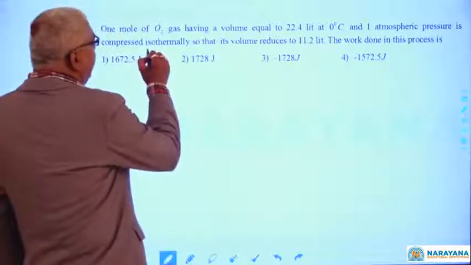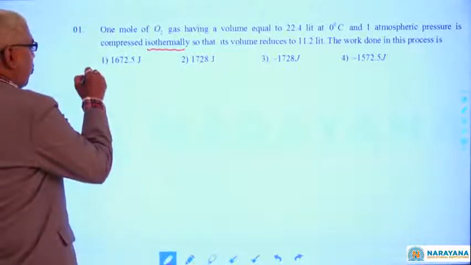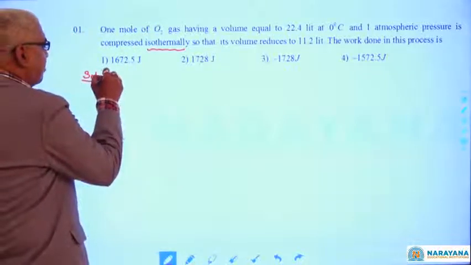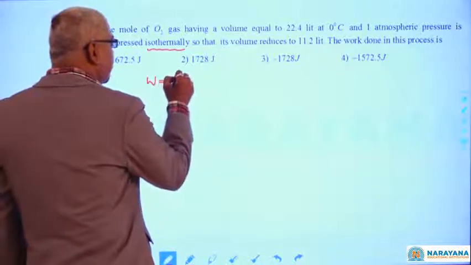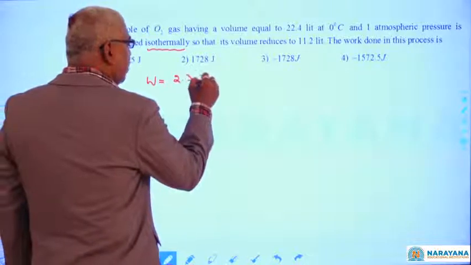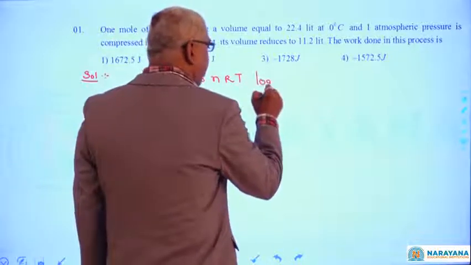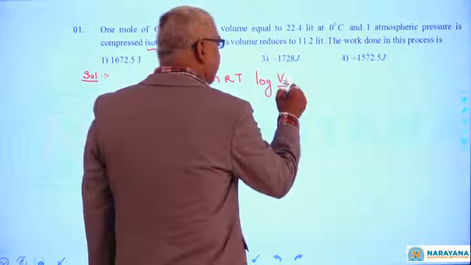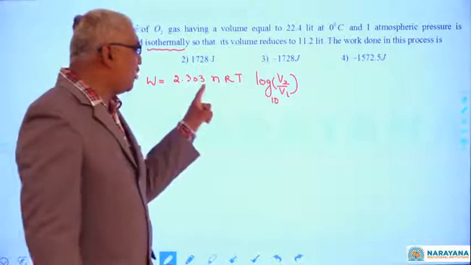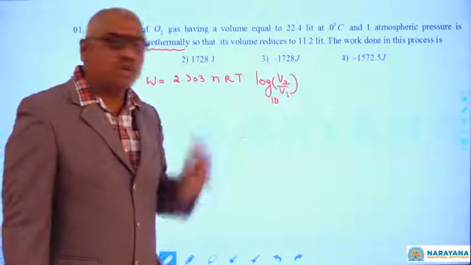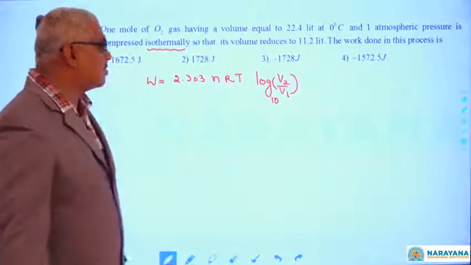We are in an isothermal process. What is the work done in an isothermal process given as? The work done in an isothermal process is given as W equal to 2.303 nRT log V2 by V1, to base 10. This is the work done formula in the isothermal process.